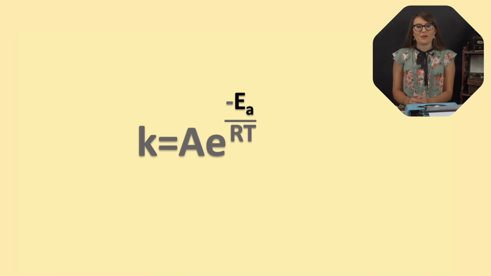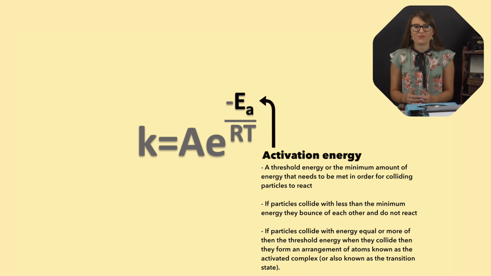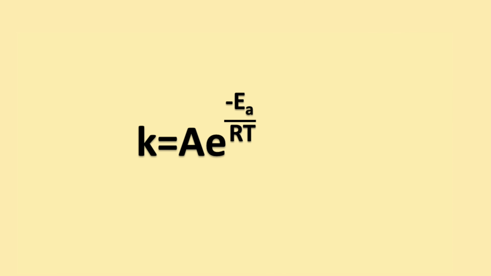The term E sub A is known as the activation energy, which is that threshold energy, or the minimum amount of energy that needs to be met for the particles to react. If particles collide with less than the minimum energy, they bounce off of each other and do not react. However, if they can overcome this threshold energy when they collide, then they form an arrangement of atoms known as the activated complex, also known as a transition state. This can be displayed graphically as follows.